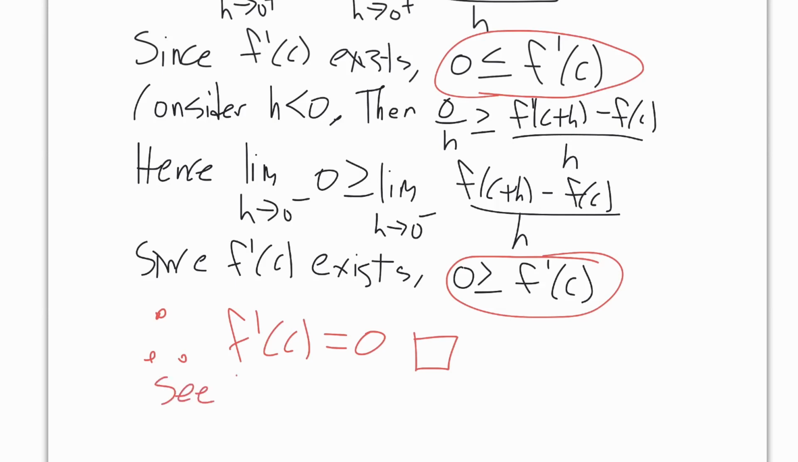Now you can see the textbook for the relative maximum version of this proof. Everything is very similar. There's just a few inequalities that flip around. But this definitely shows that the derivative must be equal to 0.